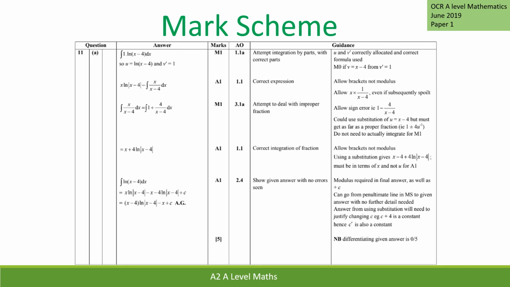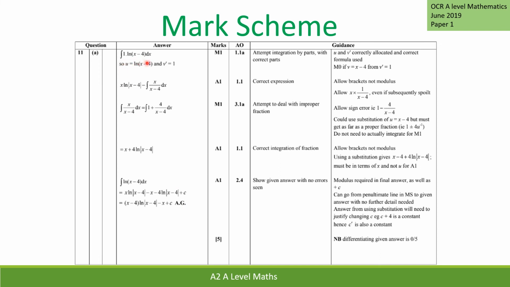Here is the mark scheme for part A. We didn't go through this section, but you can have a look at it if you did try it to see where you went wrong and where you got the marks for. It is a show that question, so AG just means it is a show that question. The formula for parts is given in your formula book.